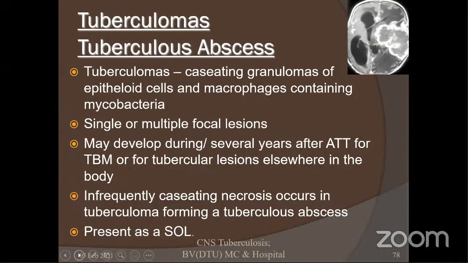The tuberculous abscess, tuberculomas, caseating granulomas of epithelioid cells and macrophages, they contain mycobacteria. They are single or multiple focal lesions, may develop during several years after ATT for TBM. Tubercular lesions elsewhere in the body can also trigger tuberculoma formation. Infrequently, caseating necrosis occurs in tuberculoma, forming a tuberculous abscess that can present as a space occupying lesion with increased intracranial pressure, papilledema, seizures, headache, and vomiting, all the features characteristic of raised ICP.